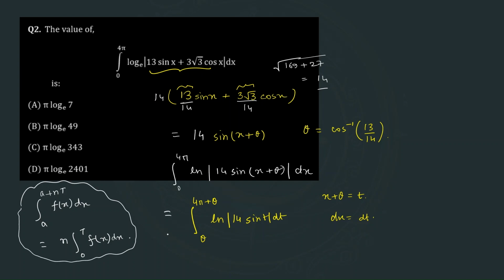So here theta plays the role of this a, and T is basically 2 pi, because for sine function the period is 2 pi. So this will be equal to 2 times integral 0 to 2 pi log of modulus of 14 sine t dt. Now we have to simply break this modulus into two parts, because we know from 0 to 2 pi sine can take both negative and positive values. So let us break this.